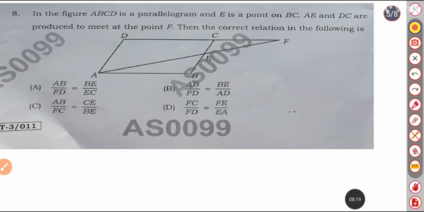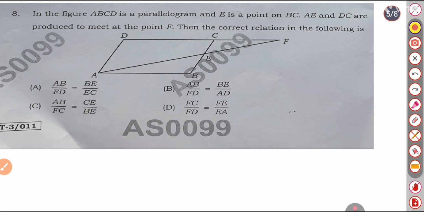So let us see the 8th question. It is a little confusing question. See, in the figure ABCD is a parallelogram and E is a point on BC. AE and DC are produced to meet at point F. Then the correct relation in the following is.